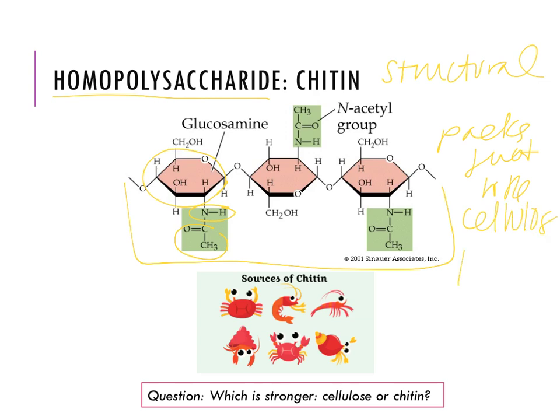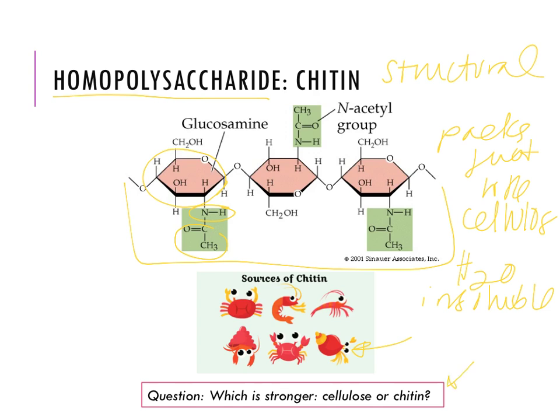It packs just the same, and is very water insoluble. And the reason that you know this is because chitin is what makes up the hard shells of a lot of crustaceans and bugs. If you've ever stepped on a bug and heard that crunch noise, that's chitin. And it's the chitin in their exoskeleton that keeps them so water insoluble and tough on the outside.